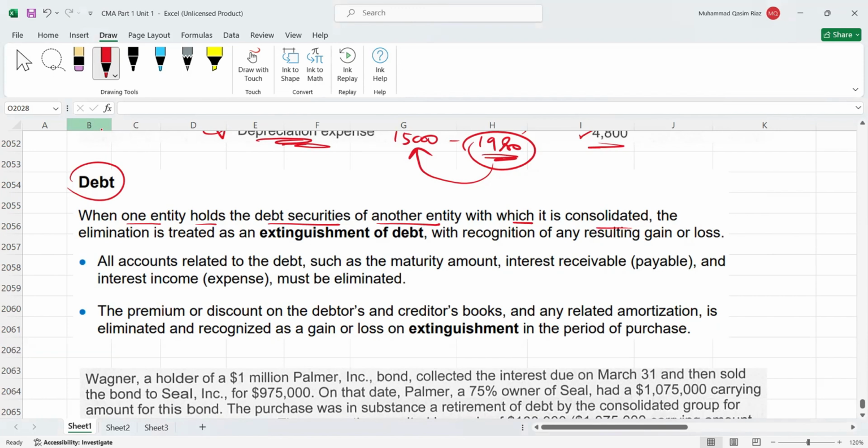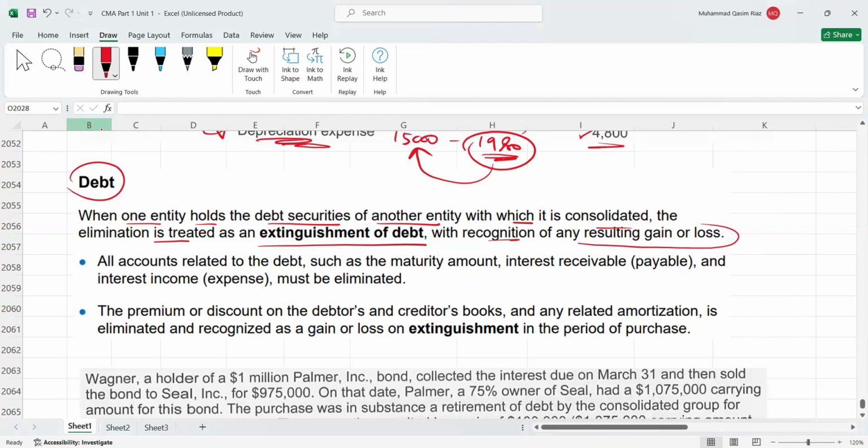Then the elimination is treated as extinguishment of debt. We will treat it as retirement of debt, or this debt is settled, because parent cannot give loan to subsidiary if they are a single economic entity. I cannot give loan to myself, right? So that is why we will treat it as extinguishment of debt, with recognition of a resulting gain or loss, as if we settled the debt. And whatever gain or loss on settlement is there, we can adjust. But this transaction is not there, guys, in your syllabus.